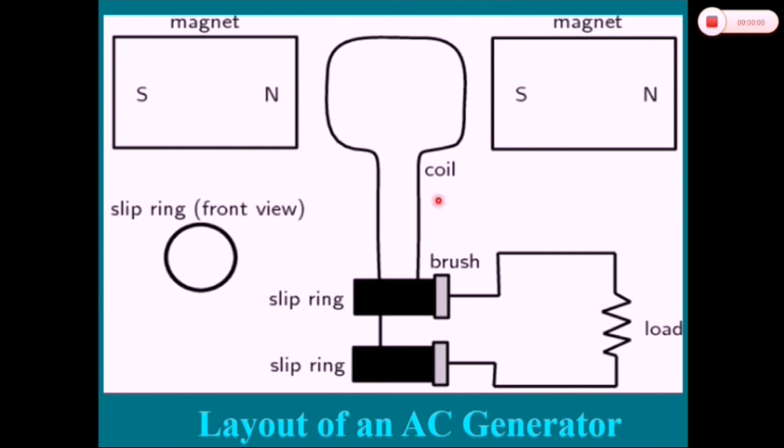Now, this is a layout of an AC generator. See these slip rings, these are carbon brushes, and this is the front view of the slip ring.